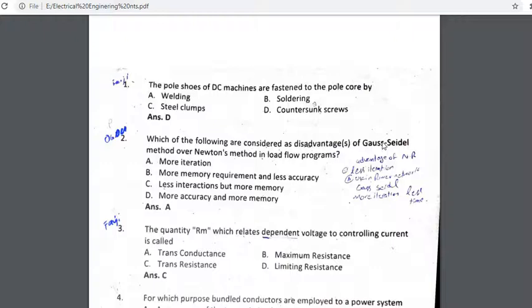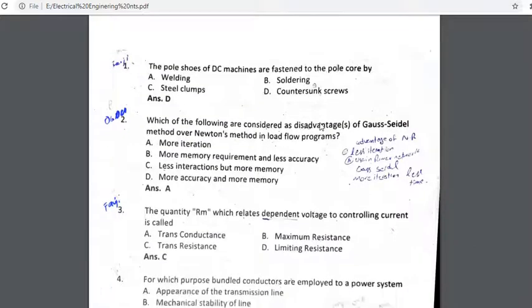To show you the top 100 electrical engineering MCQs, I have formulated these 100 MCQs, which are in front of your screen. The first MCQ is about the poles used in a DC machine. This question is related to the DC machine. The poles are fastened by countersunk screws.